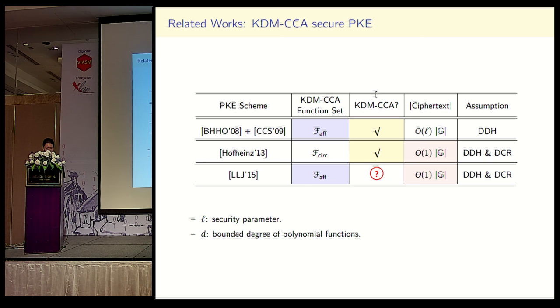For KDM-CCA secure PKE, there are a few efficient constructions. Hofheinz presented the first efficient KDM-CCA secure PKE with compact ciphertexts. However, the function set only consists of selection functions. Recently, in 2015, LLJ proposed the first KDM-CCA secure PKE for affine functions. However, I will point out that the security proof of their scheme is flawed. We will explain this later.